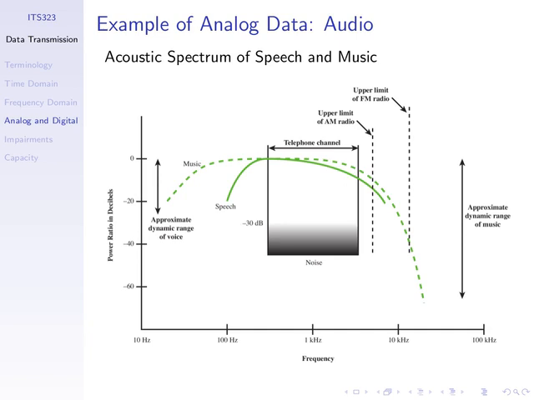So channels, communication links, limit the frequencies that can be transmitted, even if the data has a larger range of frequencies. So, two examples of analog data: speech and music. Video is the other common example.